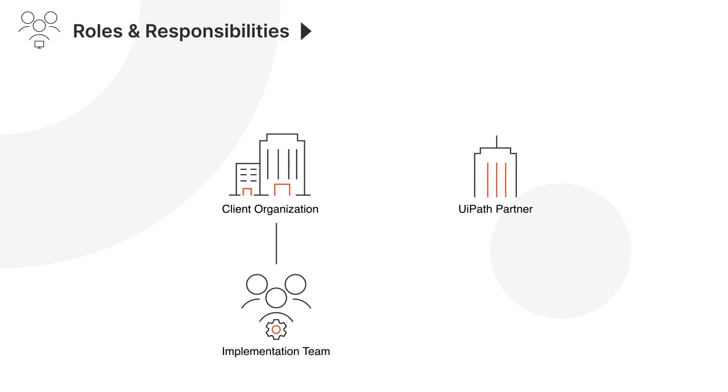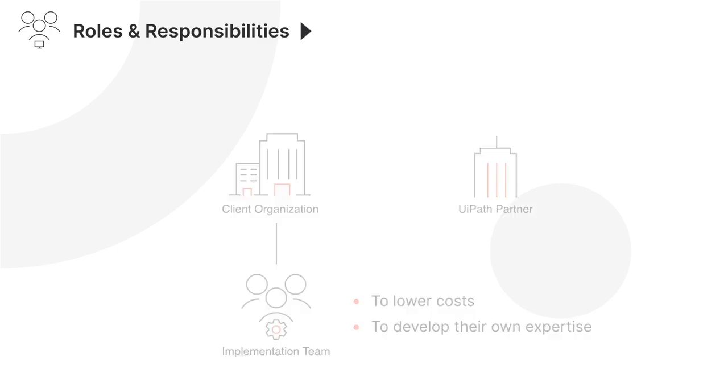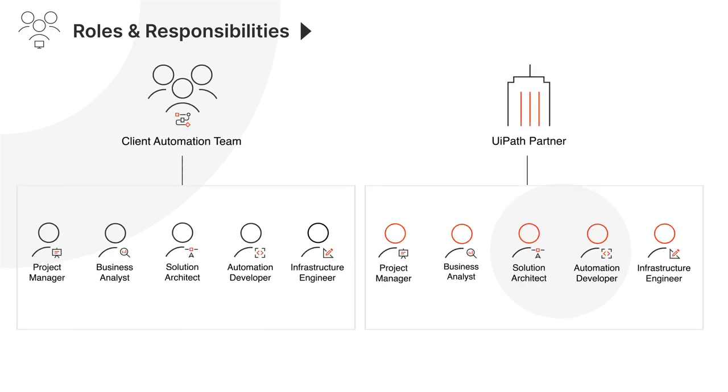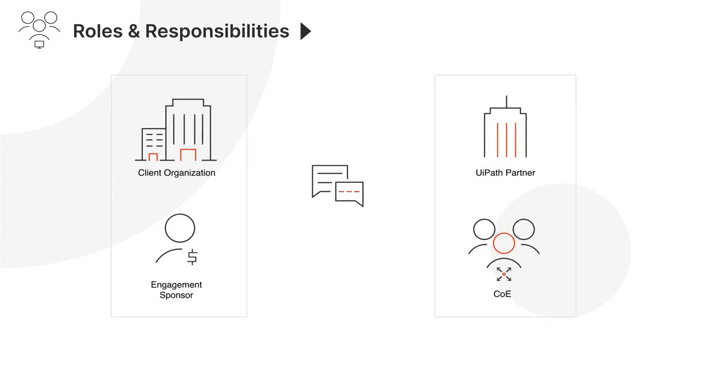Sometimes in large-scale projects or when the implementations are done with partners, companies choose to involve their own automation practitioners, either to lower the costs by reducing the billable hours or to gradually develop their own expertise to set up their center of excellence. In these cases, the roles will mirror the ones in the automation implementation team. For example, business analysts, automation developers, and so on. The way the work is split is typically discussed and agreed between the engagement sponsor and the automation center of excellence, with the involvement of the solution architect and the project manager.